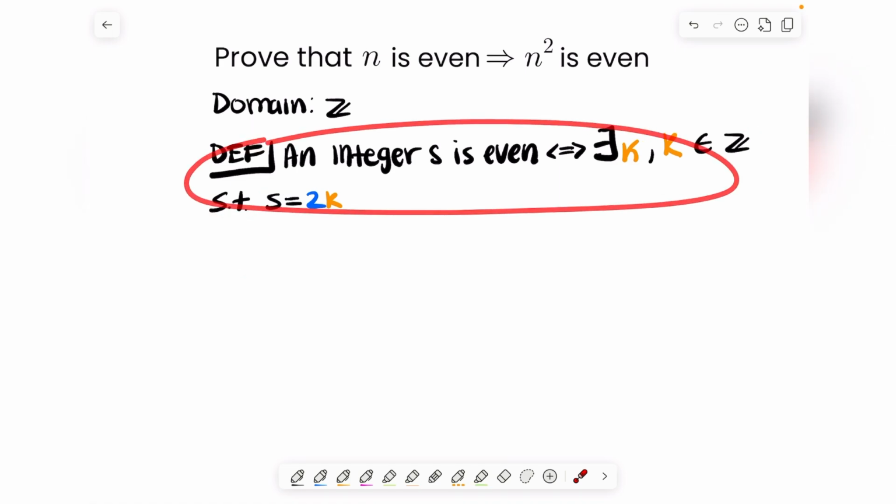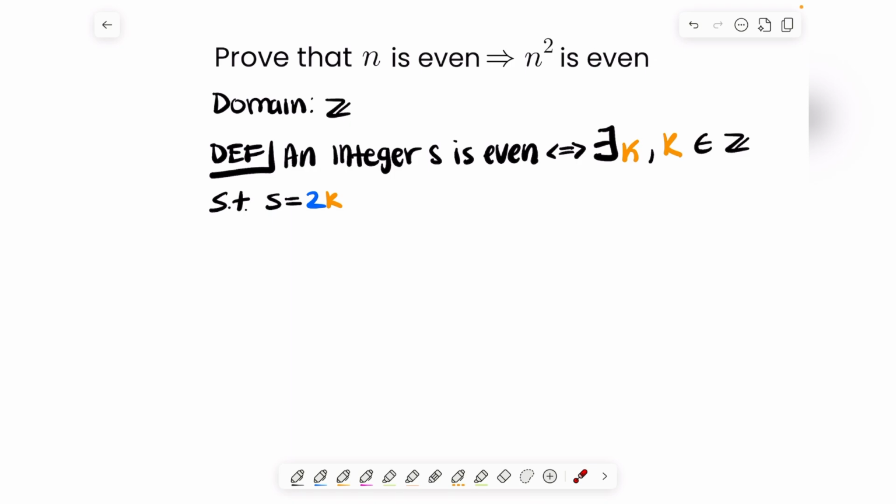Now, because we have all of the definitions that we need, we're ready to start the proof. And I always like to define the method that I want to try first at the top of my paper.